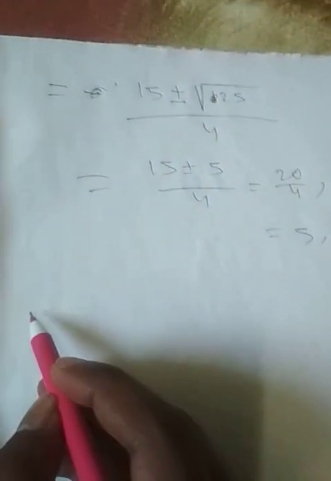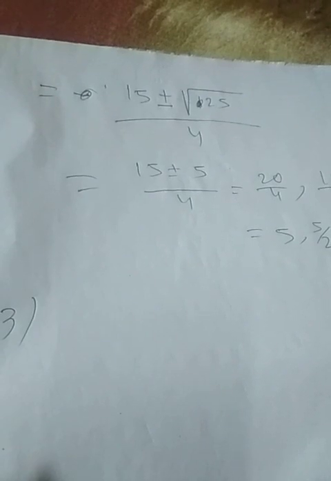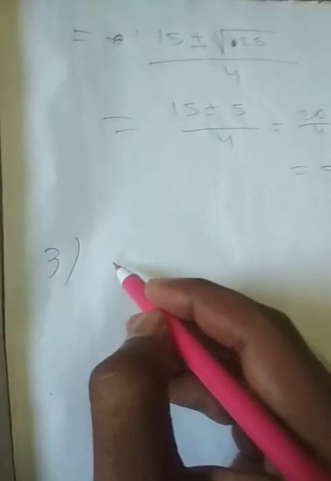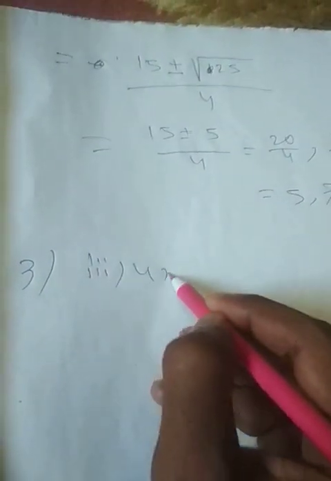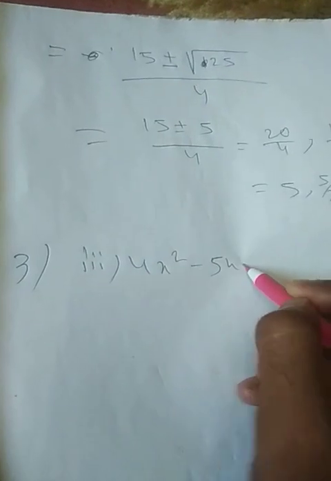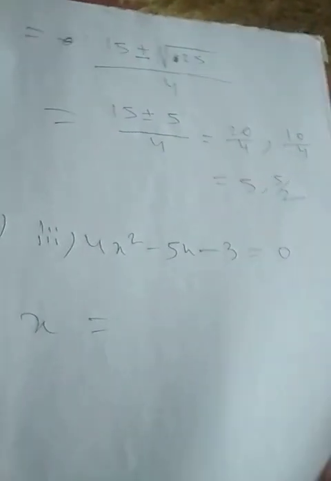Now I am going to solve math number 3. The answer is given. Math number 4: 4x square minus 5x minus 3 equals 0. Find the value of x.